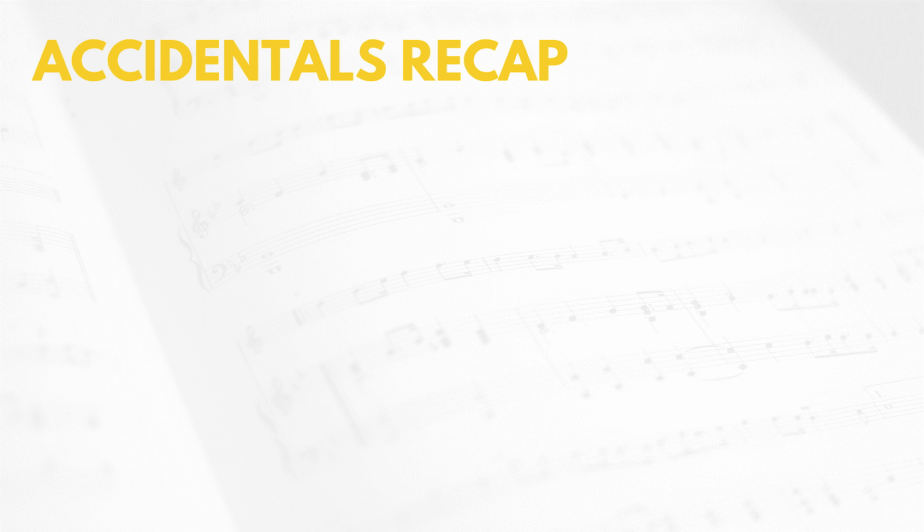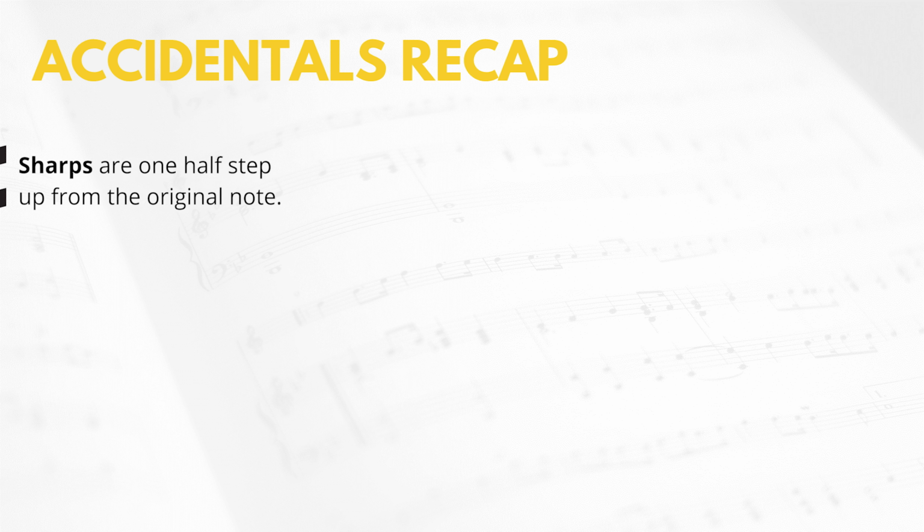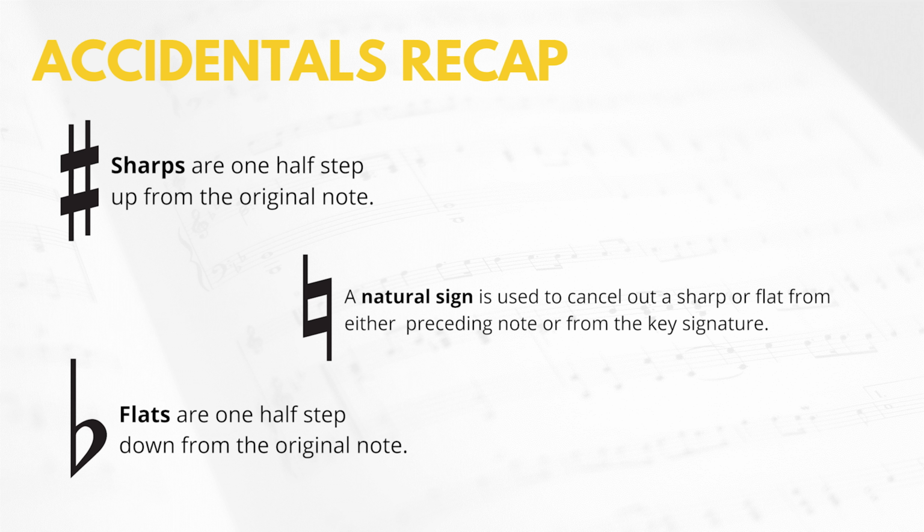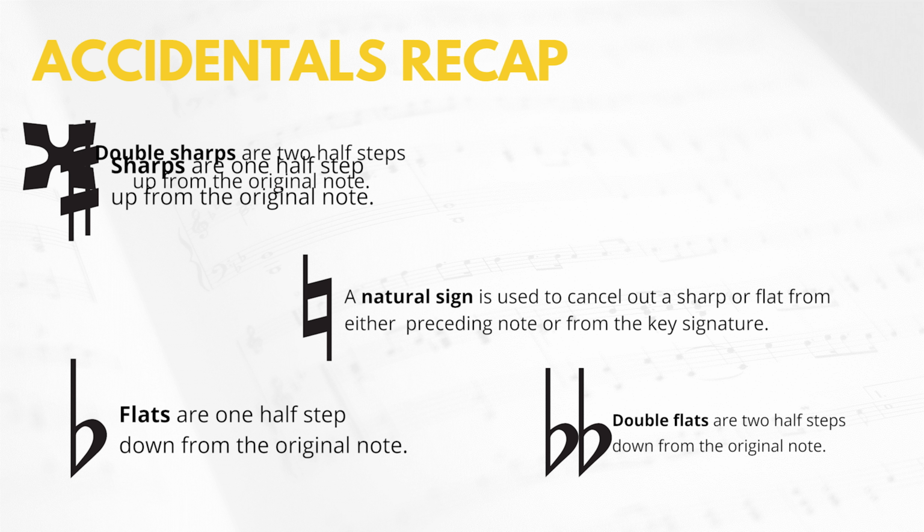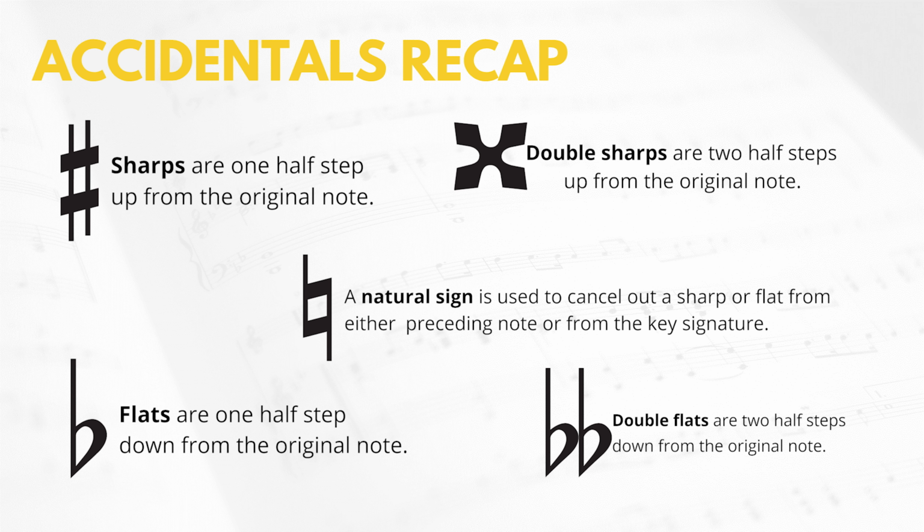Now for our accidentals recap. Our 3 common accidentals are sharps, flats, and naturals. Flats are 1 half step down from the original note, and sharps are 1 half step up from the original note. Naturals cancel out other accidentals, whether from a preceding note or in the key signature. And our 2 less common accidentals, the double flat and the double sharp. Double flat, which is 2 half steps or 1 whole step down from the original note, and the double sharp being 2 half steps or 1 whole step up from the original note.